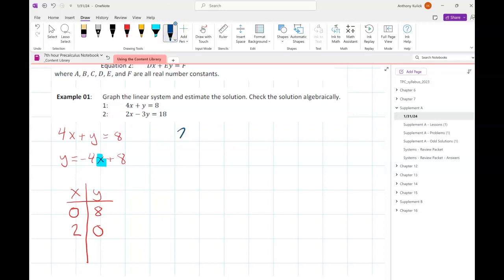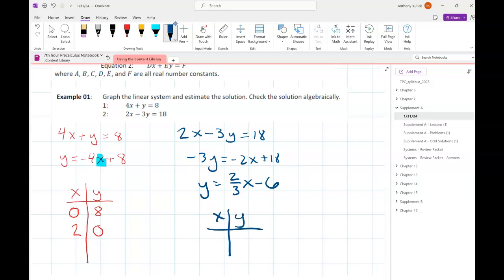We're refreshing, right? All right, let's look at the next equation, equation 2. Again, I want to start by getting the y by itself. First thing I should do is subtract the 2x. Yes. Then I'm going to divide by negative 3, right? So the negatives cancel out. And what's 18 divided by negative 3? Close, negative 6.